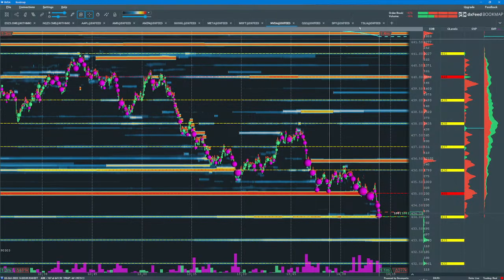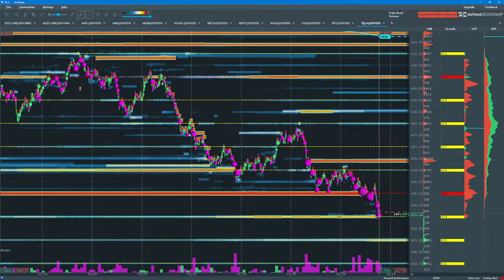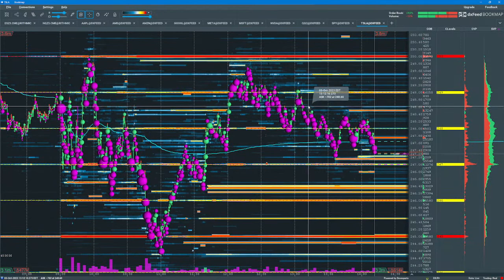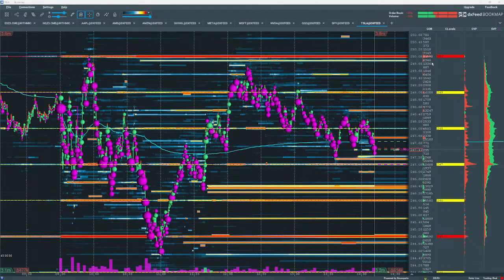All right, the next one I want to take a look at is Tesla. Tesla 250 is the key gamma strike. So again, remember the theme of the day is reversals at key levels. So there's the 250 level. That was definitely the high of the day. Let's go take a look and see what options traders are doing in Tesla.